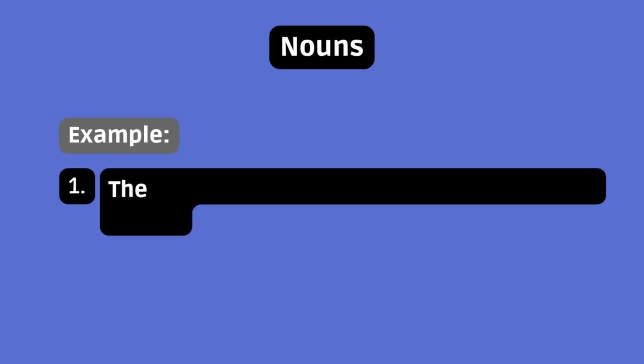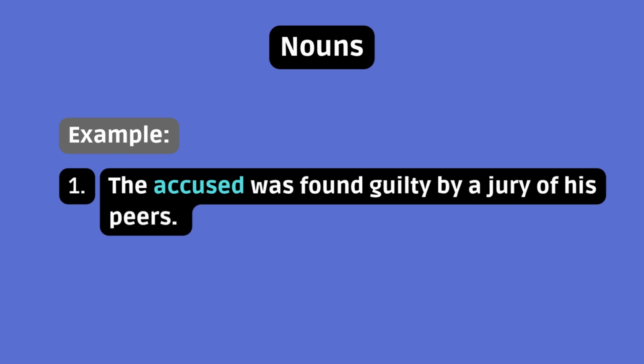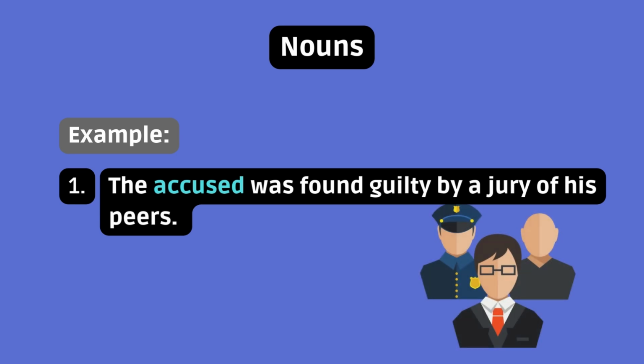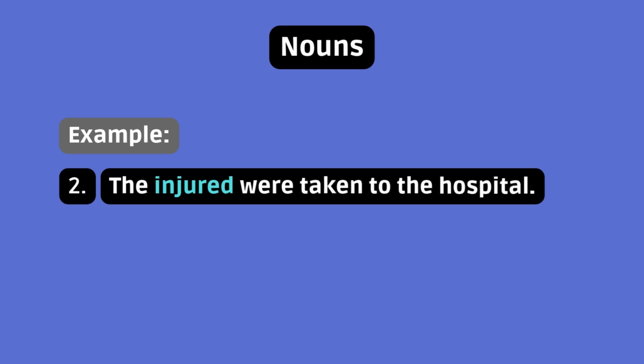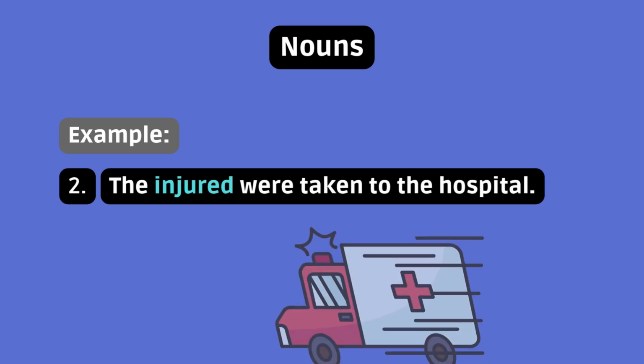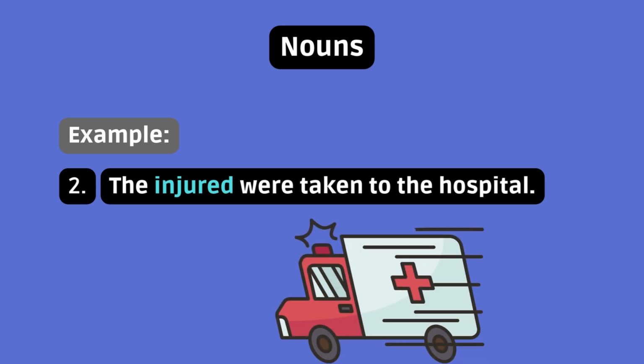Example, the accused was found guilty by a jury of his peers. Accused functions as a noun here, referring to the person who was accused of a crime. The injured were taken to the hospital. Injured refers to a group of people who have been hurt.